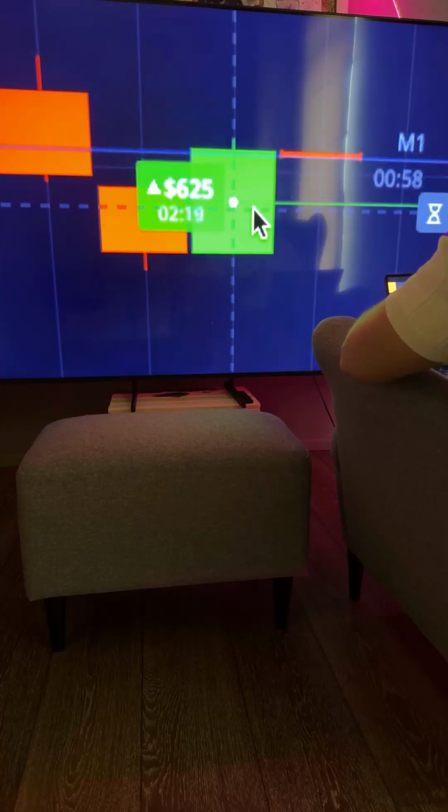Let's keep a close eye on this trade together. It should take roughly plus or minus 1 hour from now.